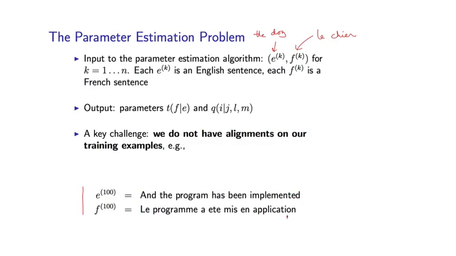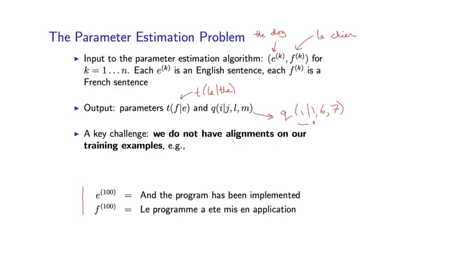As output from the model, we want parameters of the form T(f|e) or q(i|j,l,m). So, for example, we might have an estimate of t(le|the), or we might have an estimate of q(1|1,6,7). This, remember, is a distortion or alignment parameter.